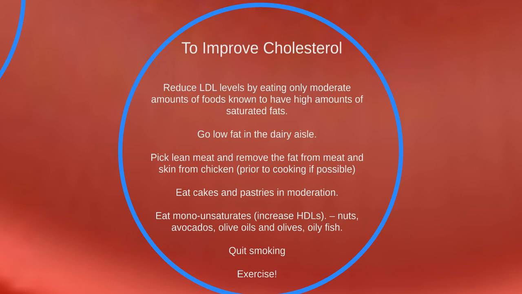And then try to eat some good oils, which are the mono and polyunsaturated fats, but particularly monos seem to have a heart-preserving effect. They have good high levels of the high-density lipoproteins, and you can see there's some examples there: nuts, avocado, olive oil, oily fish, etc. are all good.